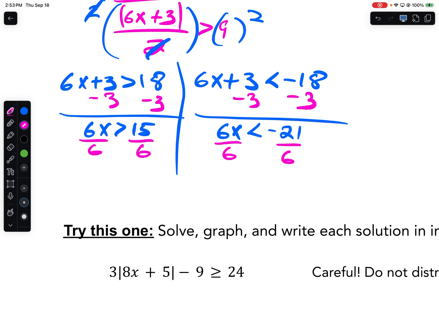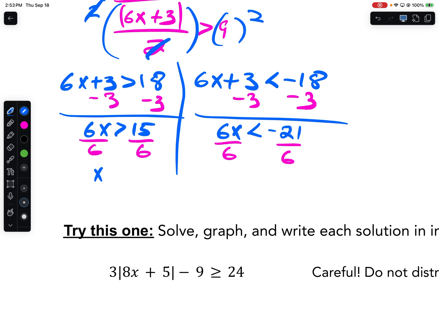What do you hit? You go 15 divided by 6 and you hit what? Math, enter, right? Solution. Math, enter. So you can divide 15 and 6 by what?